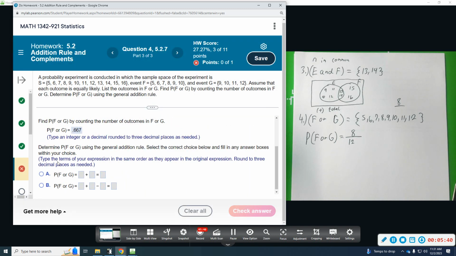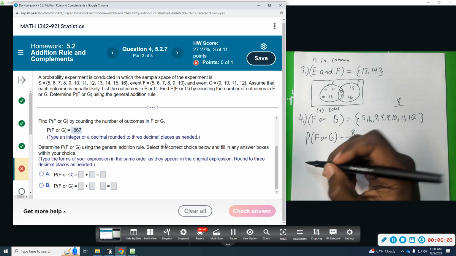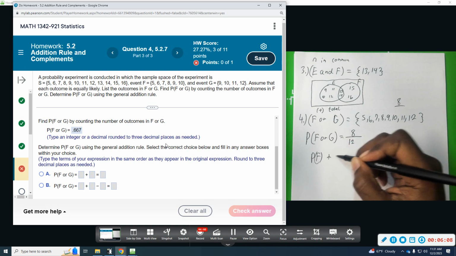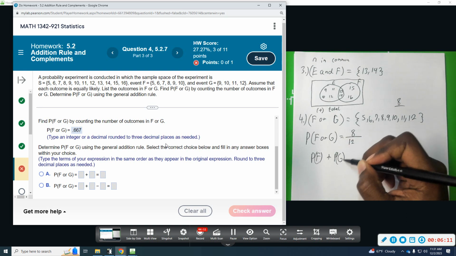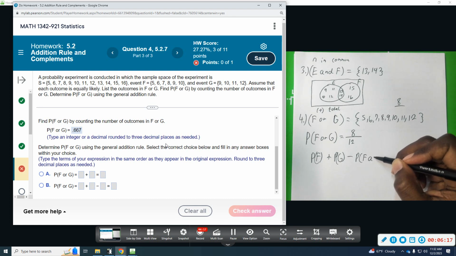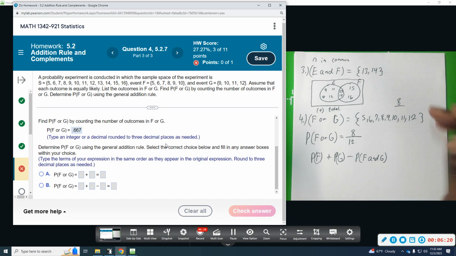Okay, so last one we want to find the probability and show it with the addition rule. So it says type your expression in the same order as they appear in the original expression. We're going to round to 3 decimal places as needed. Okay, so again, we're going to be rounding these to 3 decimal places. So in that formula, we would do probability of F plus probability of G minus probability of F and G. Okay, so that's the rule.